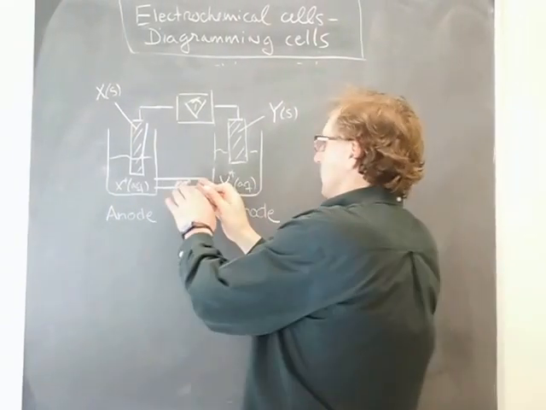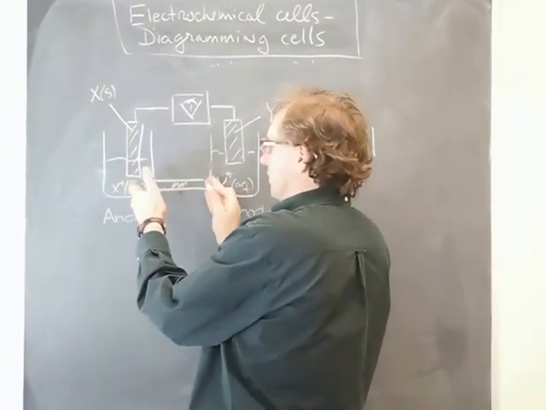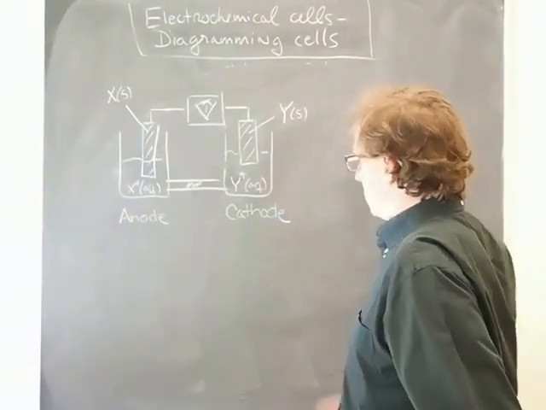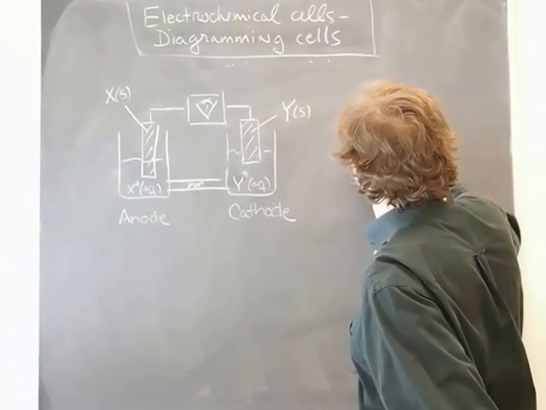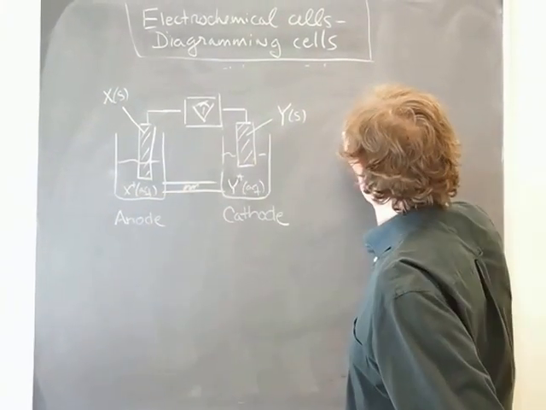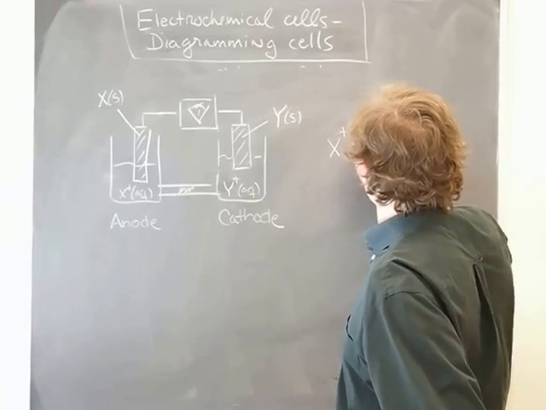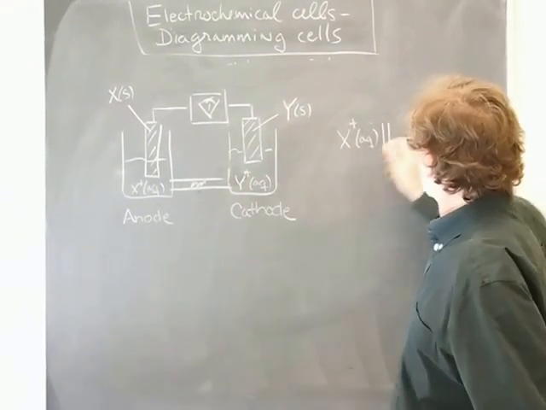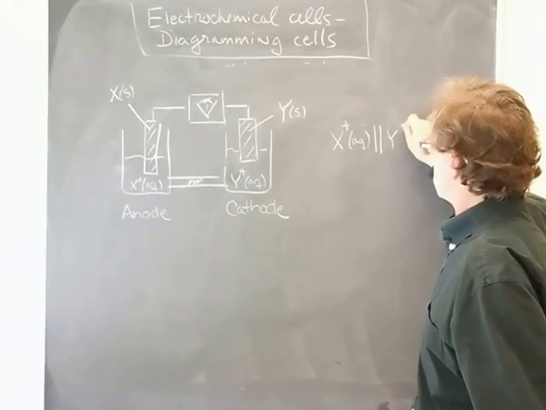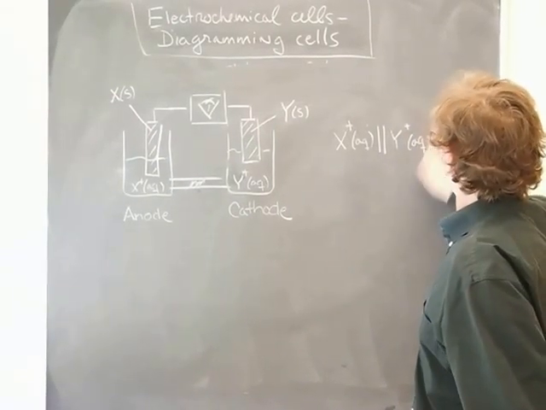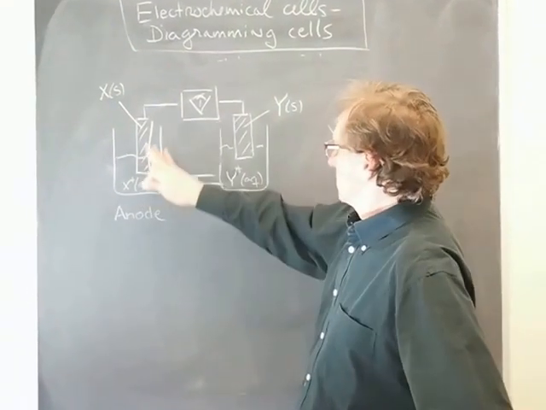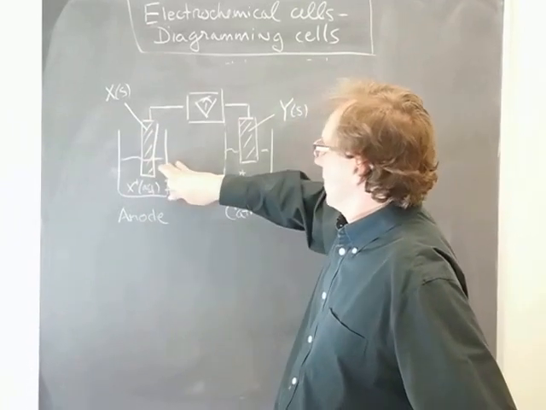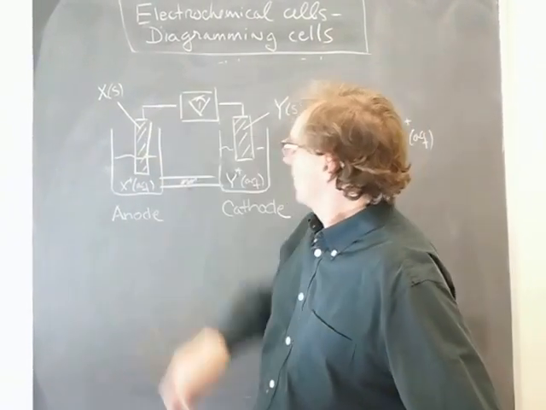And now the next thing is, what is the porous separator connected to? Well, it's connected to these electrolytes. So I'm going to write the electrolytes there, and on the left, I can see it's X, aqueous. And on the right, I can see that it's Y plus, aqueous. Okay, and now I'm continuing to work my way up here. I notice that X aqueous is connected to a metal electrode, X solid.